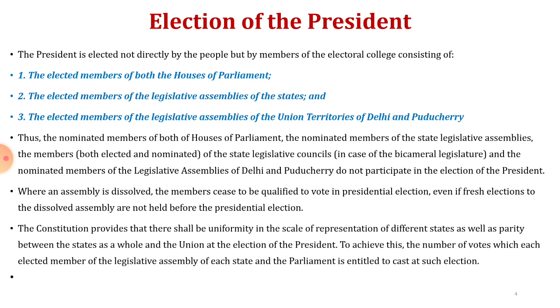The Constitution provides that there shall be uniformity in the scale of representation of different states as well as parity between the states as a whole and the Union at the election of the president. To achieve this, the number of votes which each elected member of the Legislative Assembly of each state and of Parliament is entitled to cast at such elections is determined.